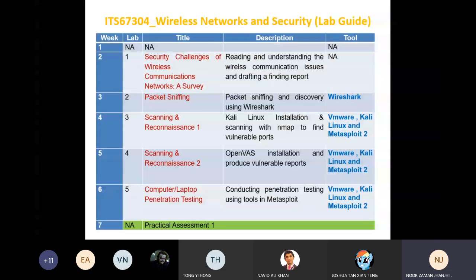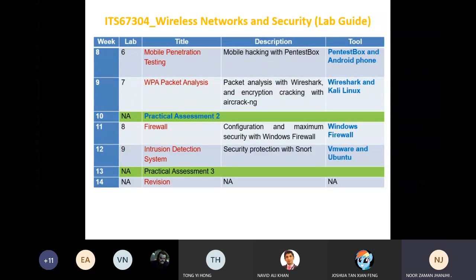So you notice that we're done with the penetration testing, but we were doing this penetration testing with our computers or laptops. Now when we go to the next week, which is week number 8, we are going to mobile penetration testing. This is also an active type of attack, but this time we are not going for the laptop or the computer machine; we are going for the Android mobile handset. And we will be doing mobile hacking with the pen test box. The tools we require are the pen test box and an Android phone.